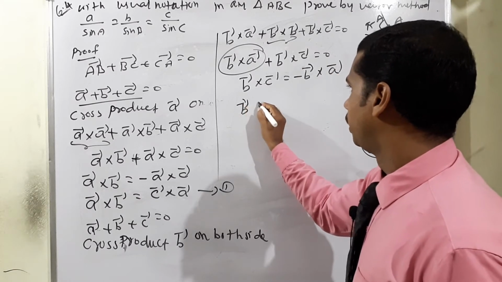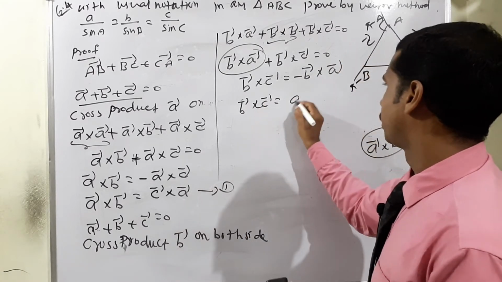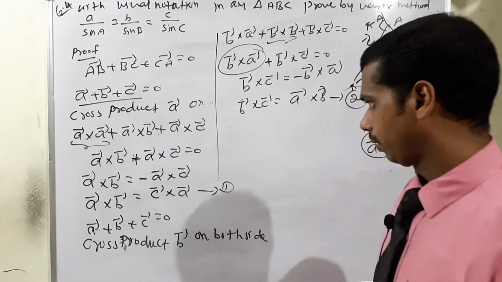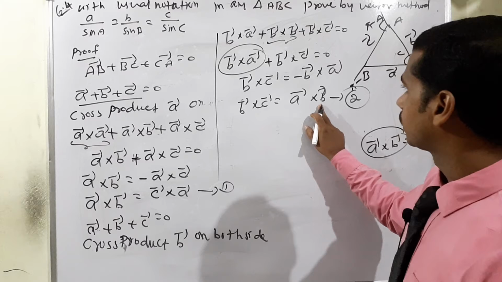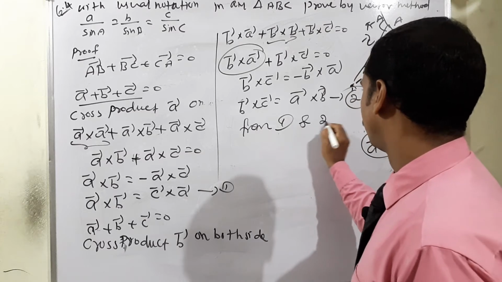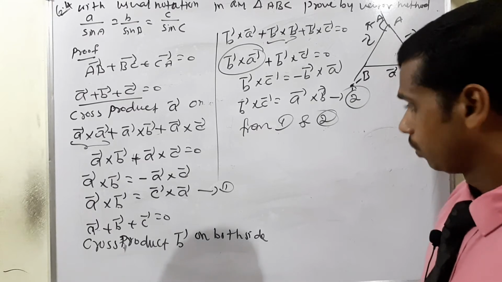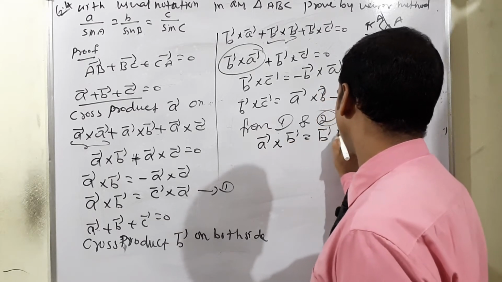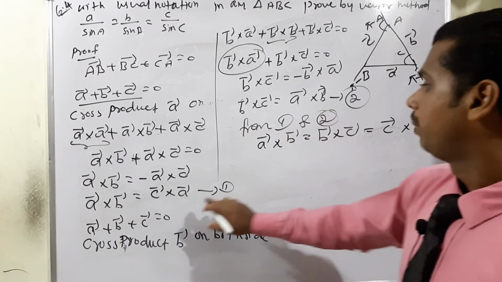Therefore, b vector cross c vector is equal to, just interchanging, a vector cross b vector. So from 1 and 2, look at there, a vector cross b vector is equal to c vector cross a vector, and again a vector cross b vector is equal to b vector cross c vector. Therefore, from 1 and 2, a vector cross b vector is equal to b vector cross c vector is equal to c vector cross a vector. Each term will be equal now.